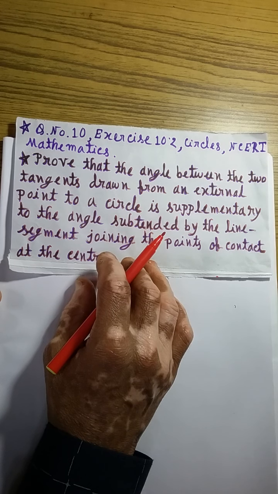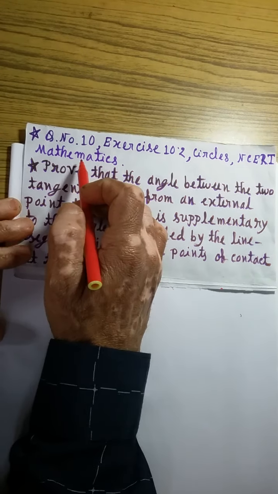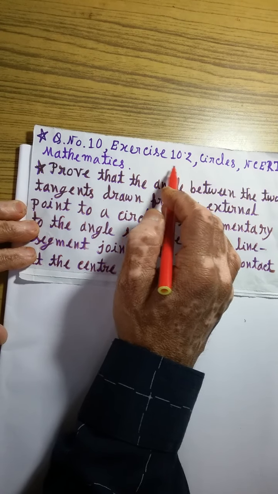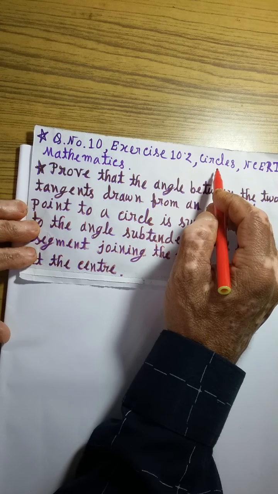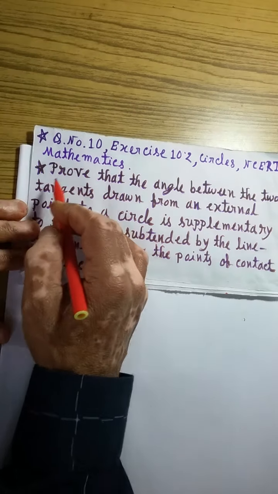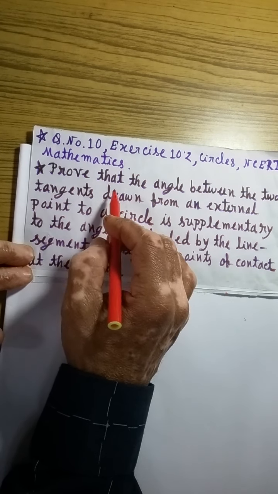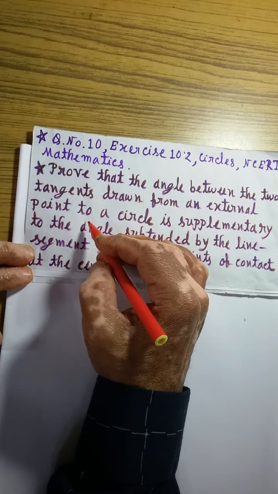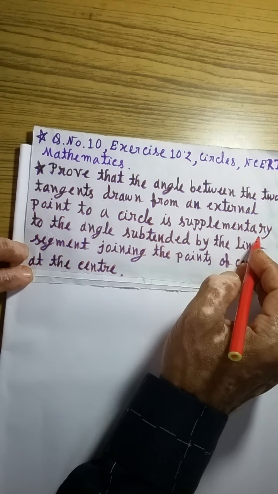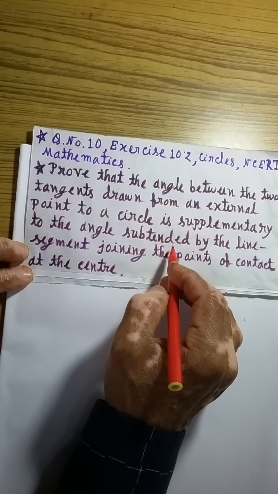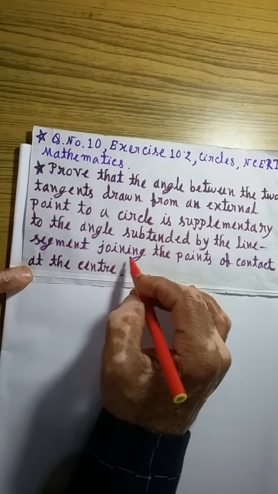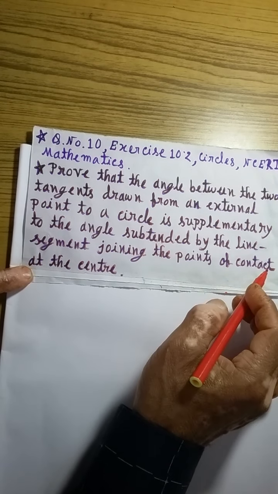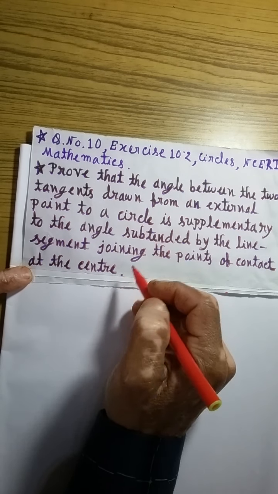Today in my YouTube tutorial video of the new series of educational videos on NCERT Mathematics, which is completely free to you, I have just taken question number 10 from exercise 10.2 of your book under the chapter Circles, NCERT Mathematics. Now let us see what the question says. Prove that the angle between the two tangents drawn from an external point to a circle is supplementary to the angle subtended by the line segments joining the points of contact at the center.